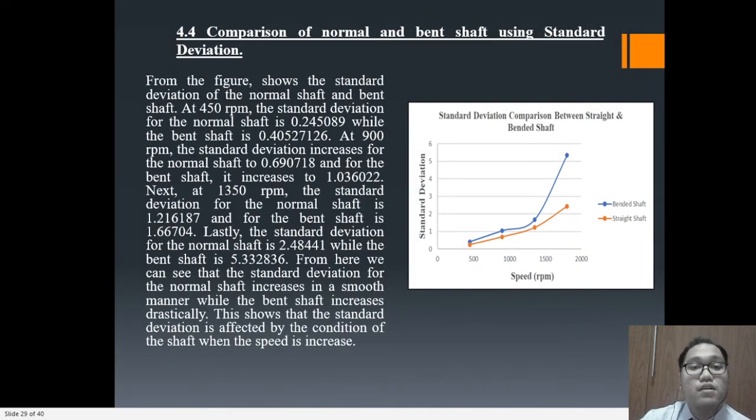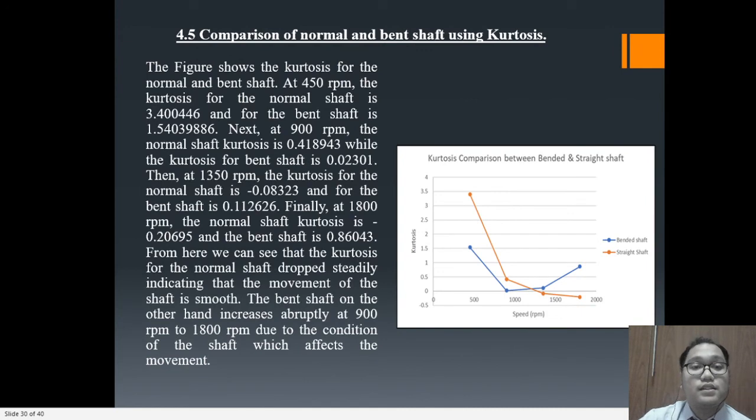Next is the comparison of normal and bend shaft using standard deviation. The standard deviation is more or less the same as the RMS. From here we can see that the standard deviation for the normal shaft, which is the straight shaft, increases in a smooth manner while the bend shaft increases drastically. This shows that the standard deviation is affected by the condition of the shaft when the speed is increased. Next is the comparison for the normal and bend shaft using kurtosis.